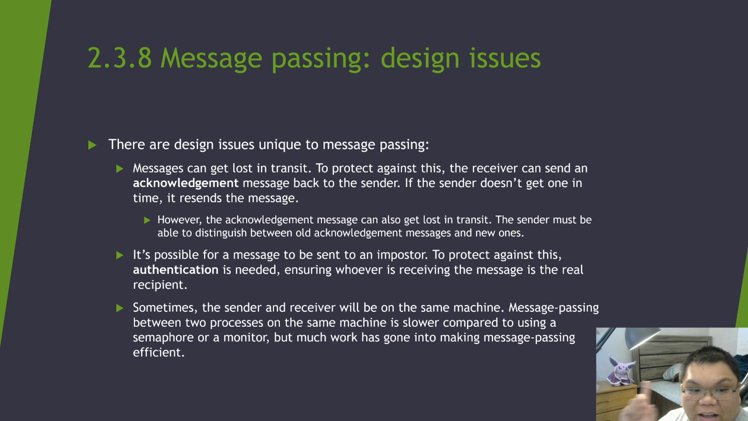Also, it's possible for a message to be sent to an imposter. To protect against that, you need authentication. You need to make sure whoever it is you are sending this information to is the real deal. And finally, sometimes the sender and receiver will be on the same machine. The thing about message passing is that it's slower than other means of interprocess communication.